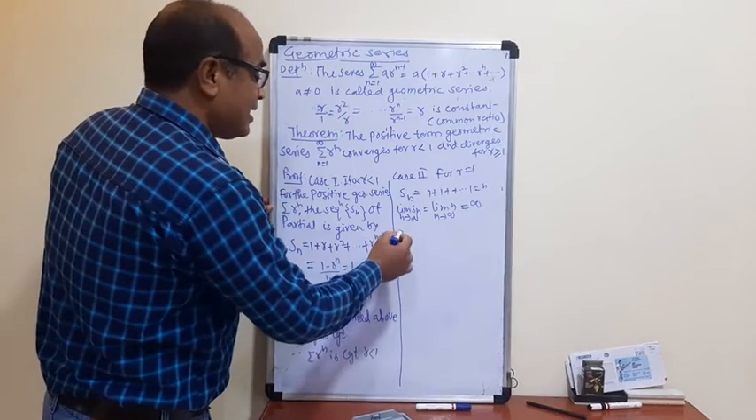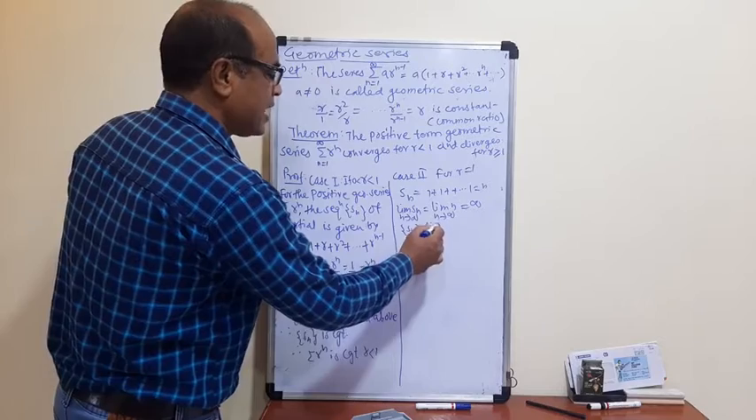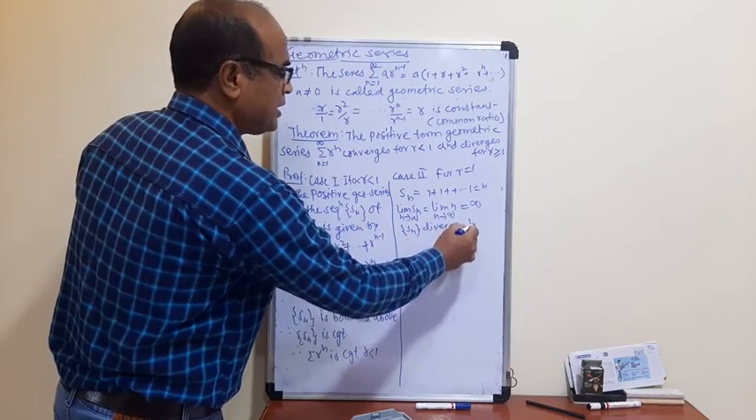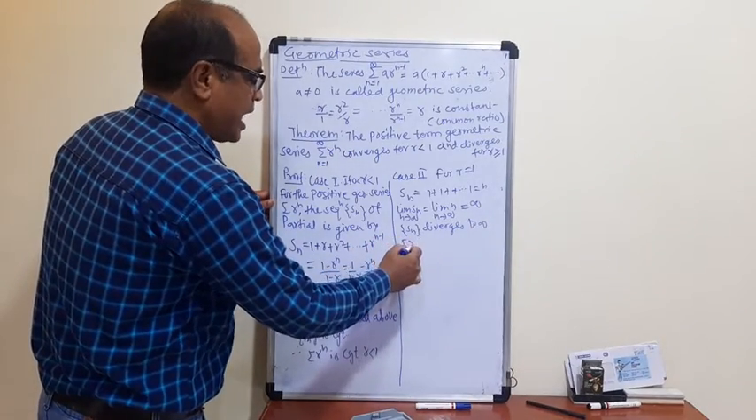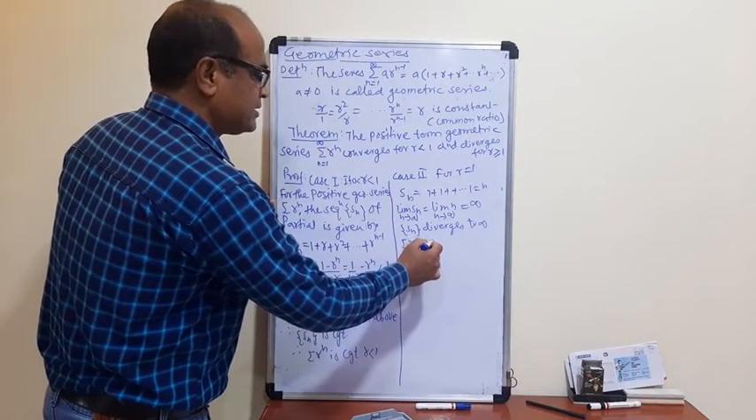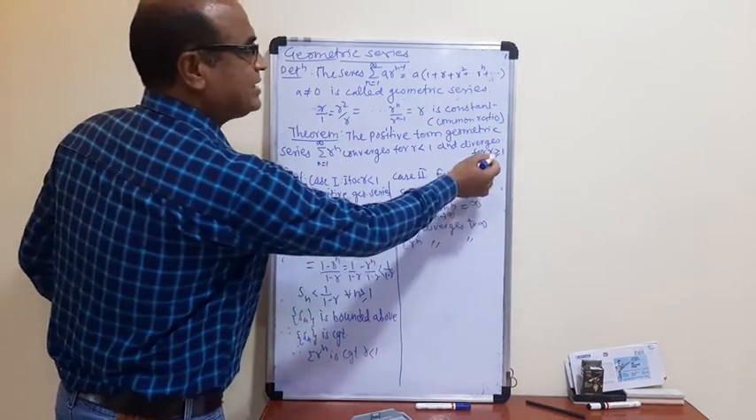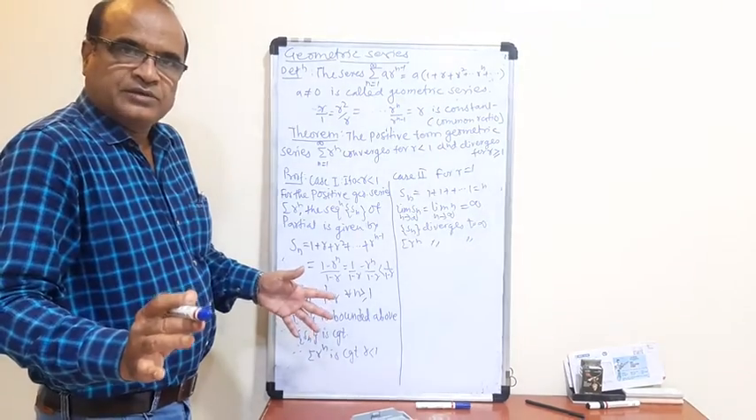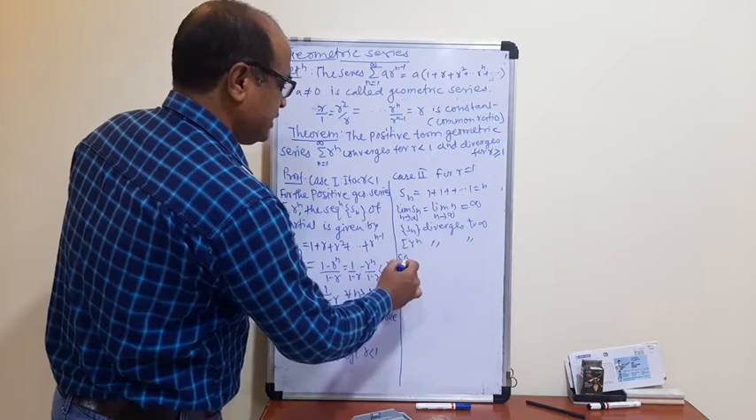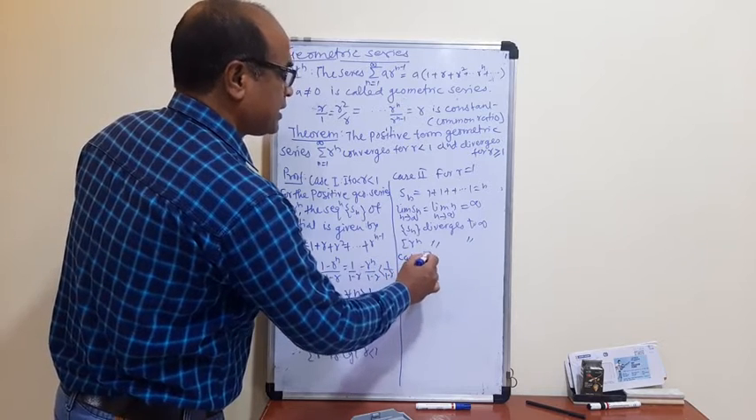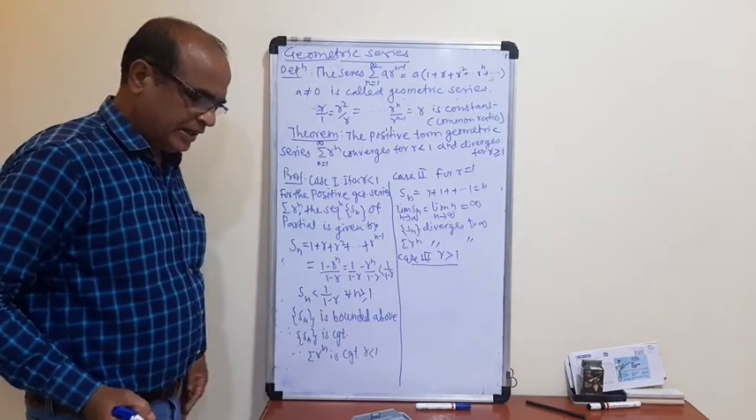Therefore, Sn diverges to infinity. And if the sequence diverges to infinity, therefore the series R^n also diverges to infinity. So for R equal to 1, the theorem is proved here. What is case 3? Case 3 is R strictly greater than 1.